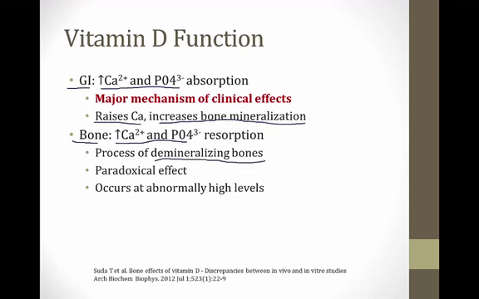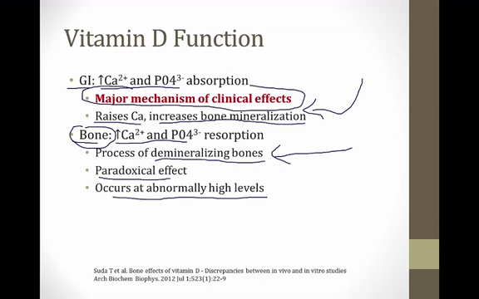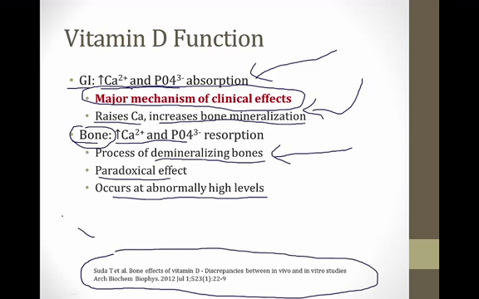to demineralization. And this can be a point of confusion for students. How can vitamin D be good for bones in one case but bad for bones in another? The thing you need to understand is that these effects on bones are a paradoxical effect, and they only occur at abnormally high levels. At normal physiologic levels, the major mechanism of vitamin D's effect is in the GI tract, not in the bones, and this is what you see at normal physiologic levels as the amount of active vitamin D goes up and down. There's a nice review article at the bottom of the screen here if you want to read more about this paradoxical effect of vitamin D on bones.